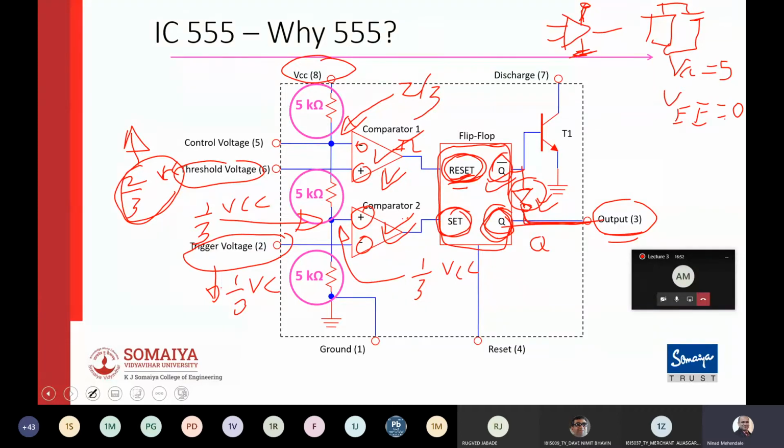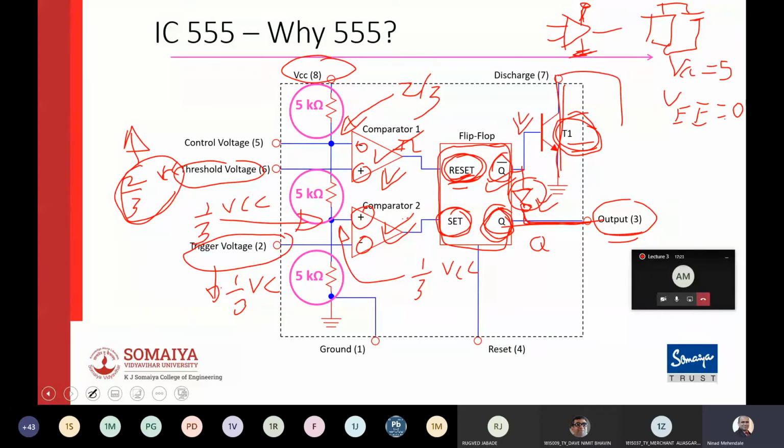Now there is one more thing called transistor T1. This transistor turns on whenever your Q bar goes high, and otherwise it will go off because there is no biasing to this transistor. This transistor is actually acting like a switch. So what will happen if you turn on this transistor? The discharge pin will get grounded, and if you turn off this transistor, the discharge pin will not get grounded.